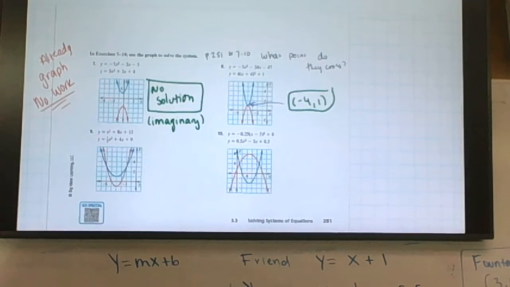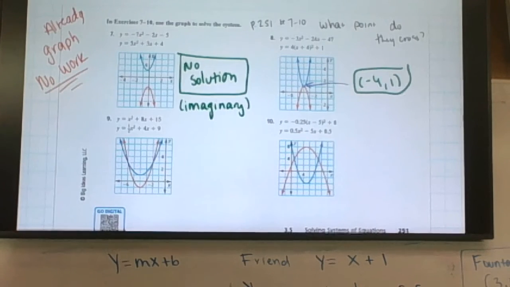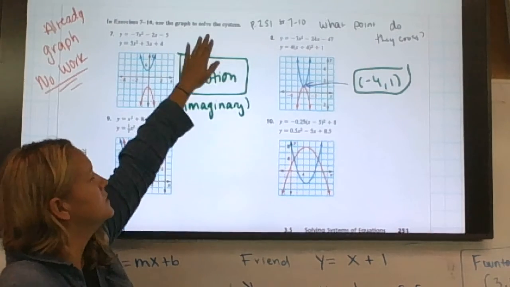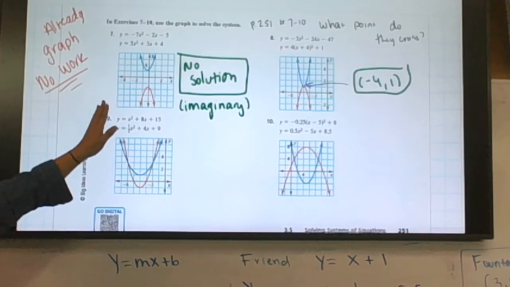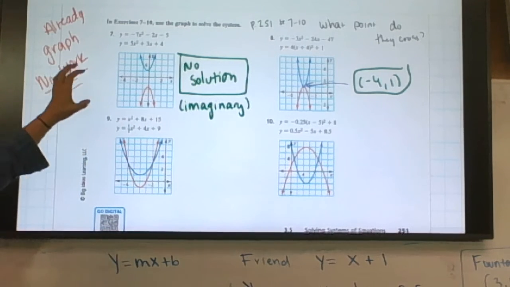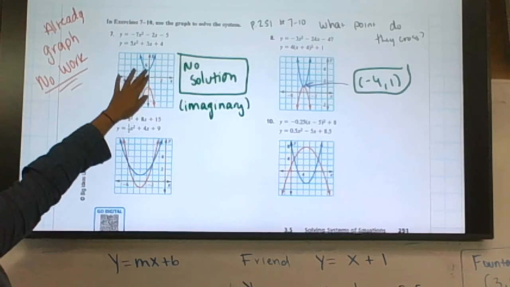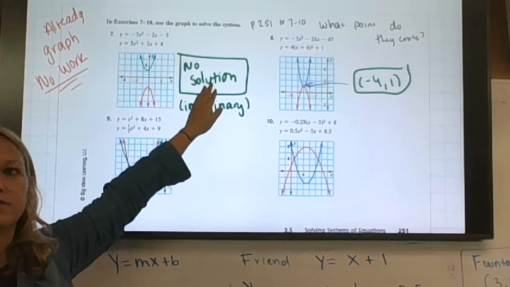All right, guys. So I hear some of you did all the work for these. So these are already graphed for you. You know, and the directions say use the graph to solve the system. So remember, when you solve a system, you're looking for points of intersection. So you can just look at the graph. So I'm looking here, and these don't intersect, so they have no solution.